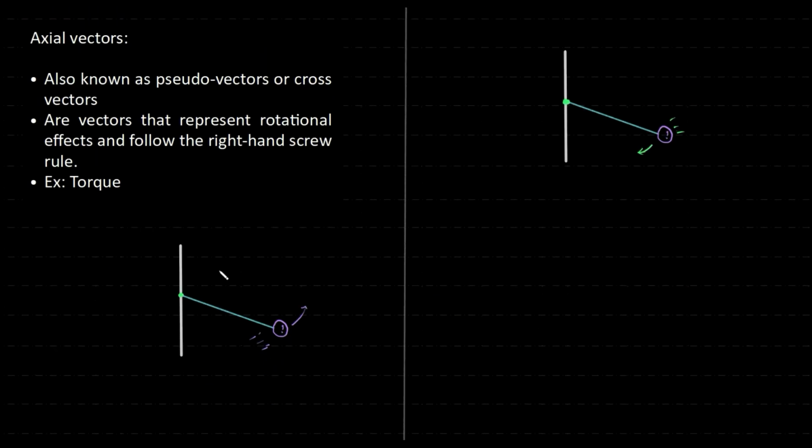Next, we have finally an axial vector. Till now, all the things would have been simple and straightforward. This is where things are a bit confusing. This is known as a pseudo vector. Pseudo is false, right? So you will understand the reason behind this. These are vectors that represent rotational effect, very important. And they follow the right hand screw rule. If you guys remember the right hand thumb rule, it's the same as this. So basically hold your right hand with all the fingers other than the thumb pointing in the direction of the rotation.